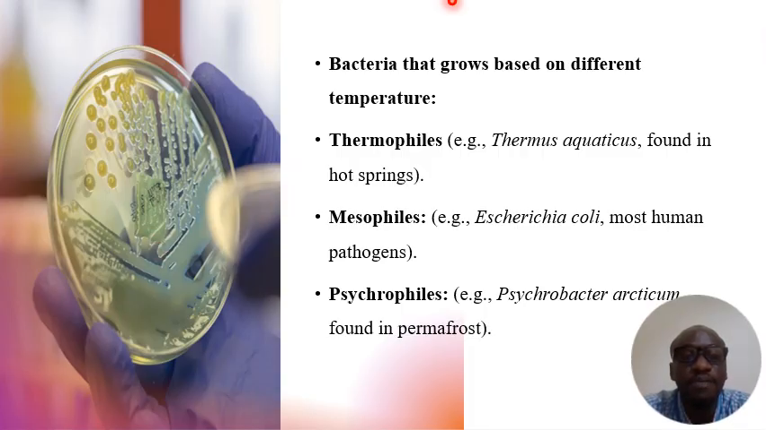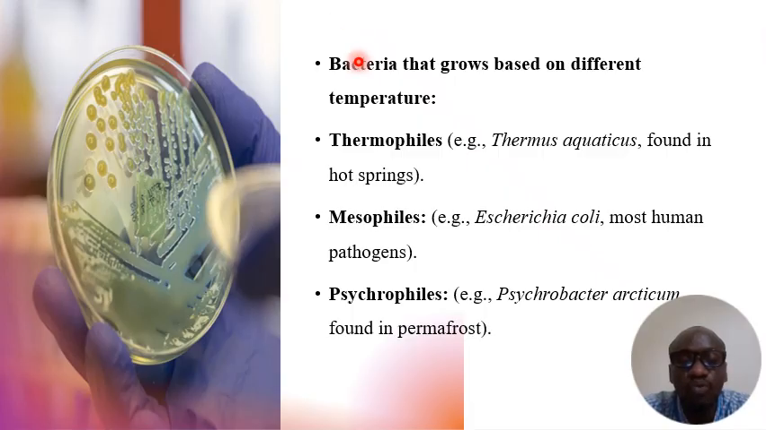So, bacteria can also be identified based on the temperature requirement. We have the temperature requirement for bacteria under diverse environmental conditions. Their growth can be classified based on temperature, salinity, pH, and antigenic properties.